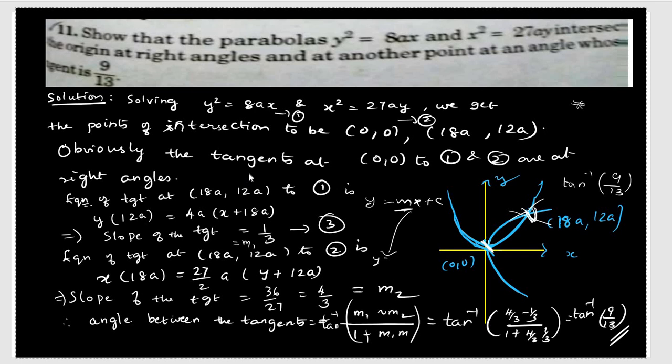ஸோ ஆங்கிள் பிட்வீன் தி டூ டேஞ்சன்ஸ் m1 m2 தெரிஞ்சதுன்னா m1 டிஃப்ரென்ஸ் m2, இல்லைன்னா யூ கேன் புட் மாடுலஸ் of m1 minus m2. ஸோ டிஃப்ரென்ஸ்னா we omit the negative sign. So tan inverse of this one we get as 4/3 minus 1/3 divided by this. That on simplification gives tan inverse of 9/13. So that is all in this exercise.